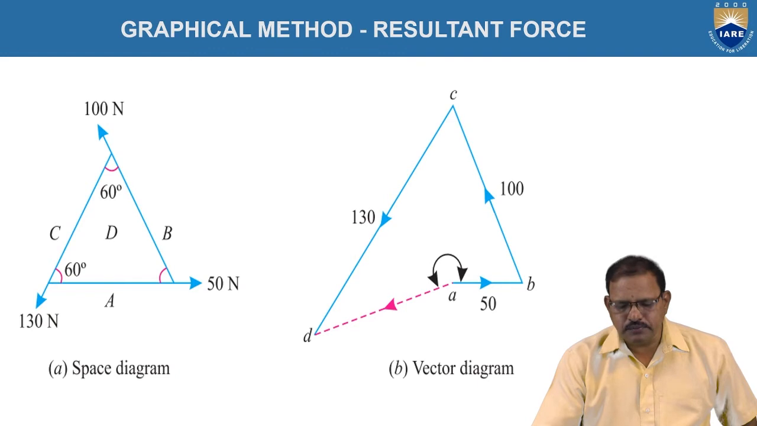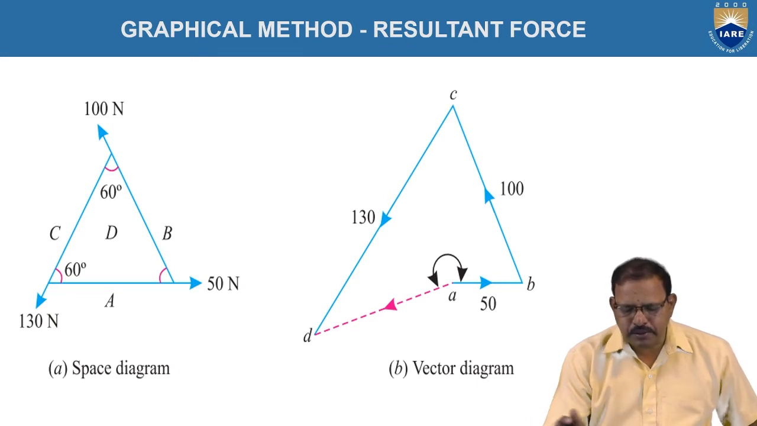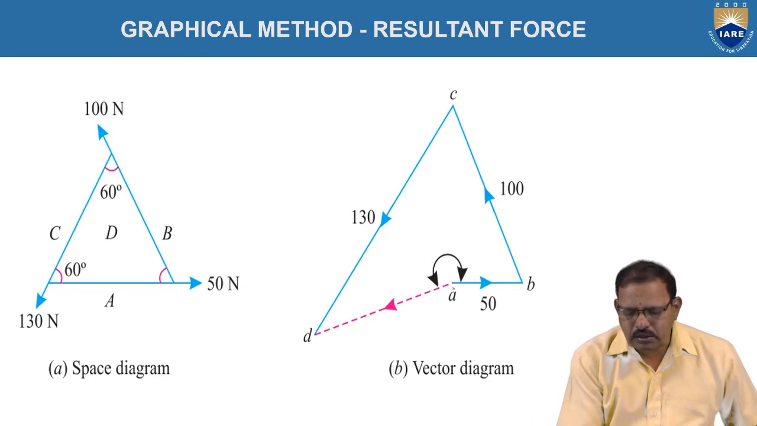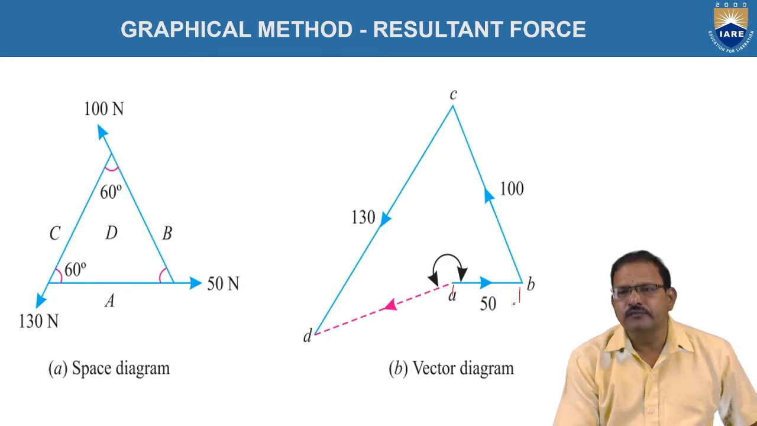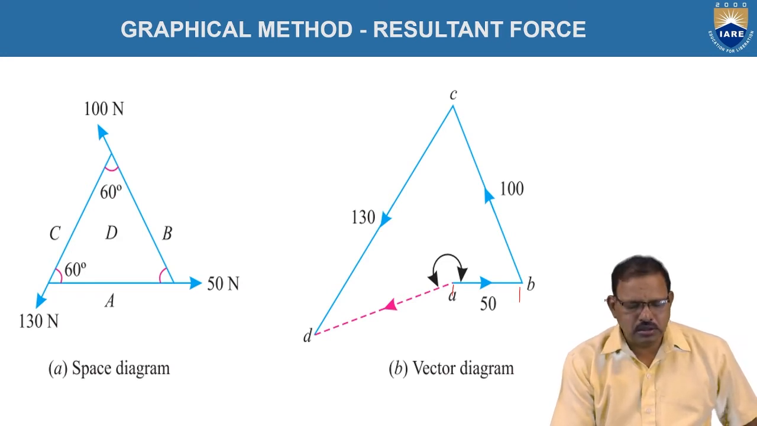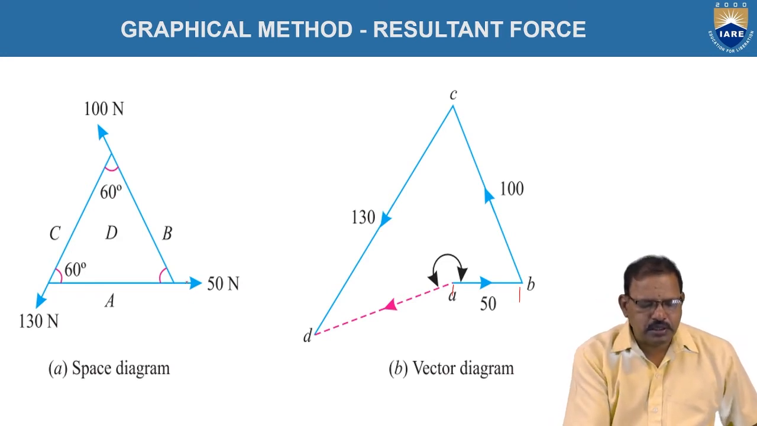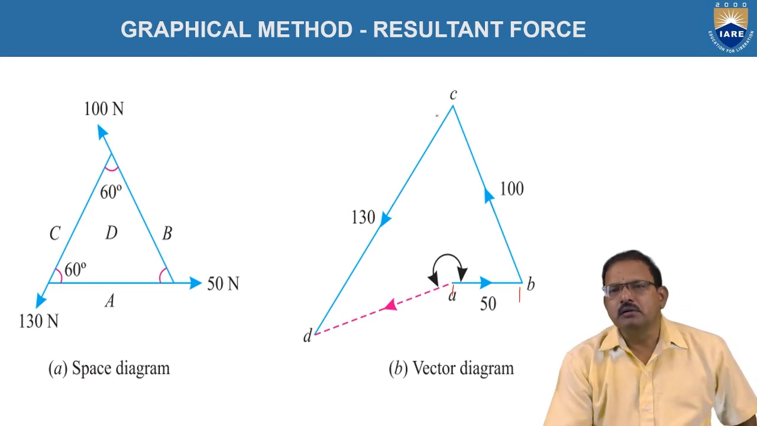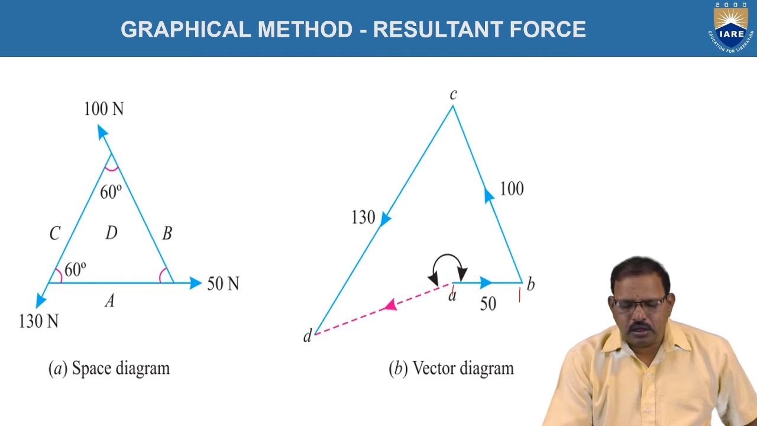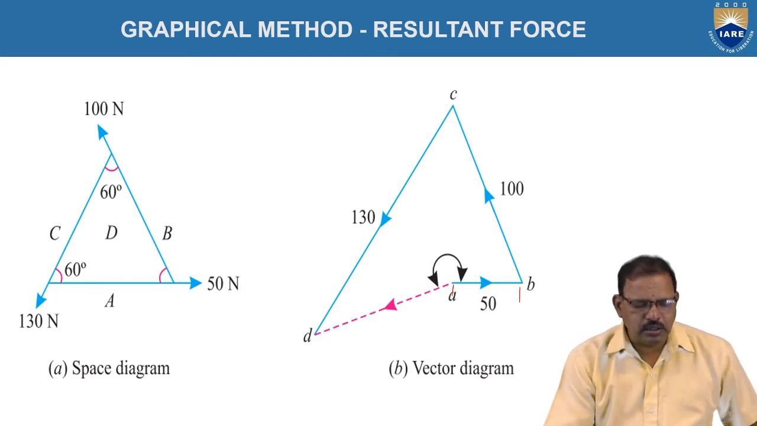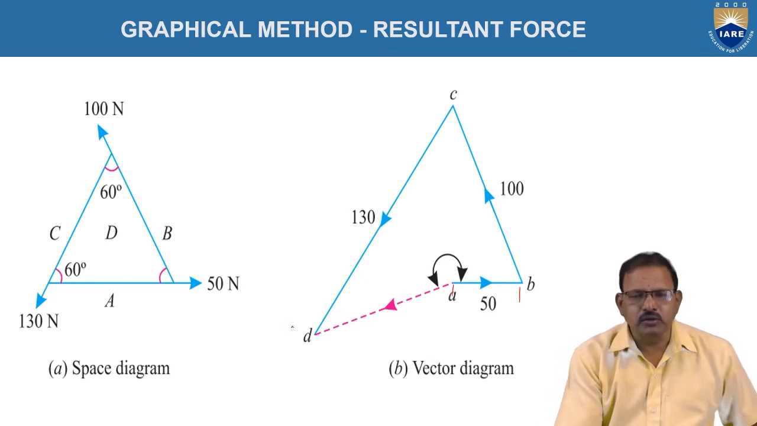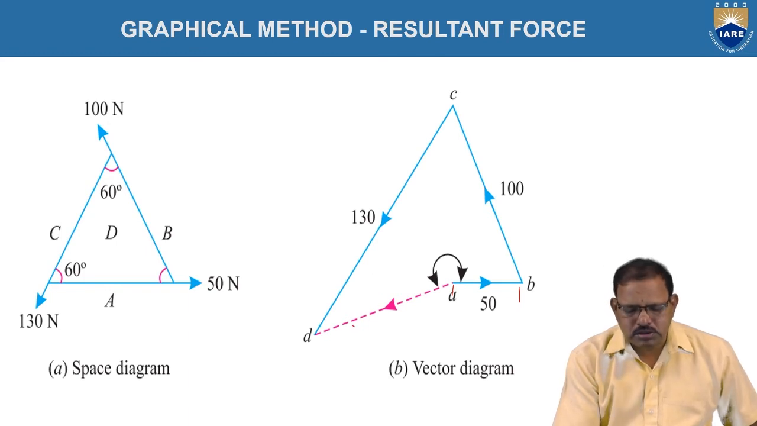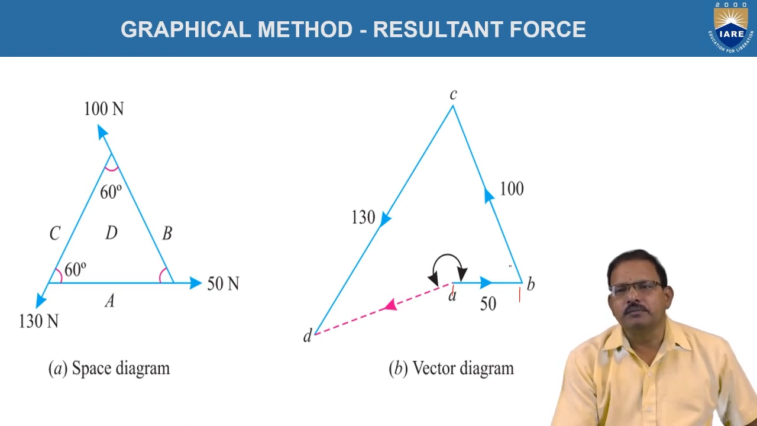Now these forces are represented here. AB is representing both the magnitude and direction of 50 newtons. Similarly, BC is representing the 100 newtons both in magnitude and direction, and CD is representing 130 newtons, and the closing side DA is representing the resultant of all the forces, but in opposite order.